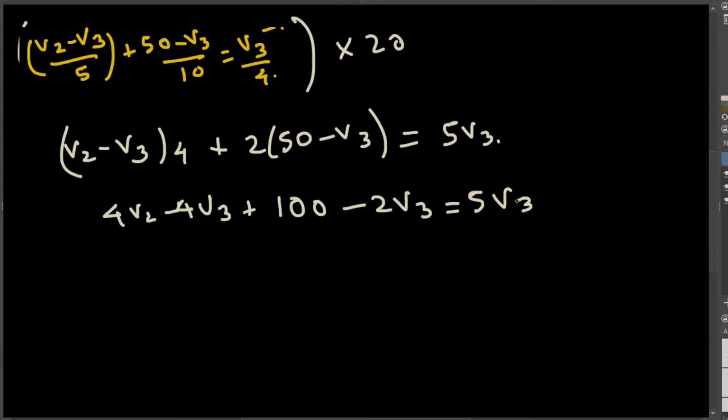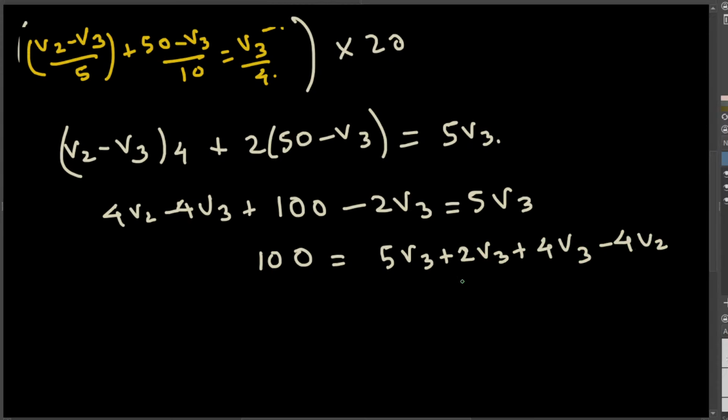So let's bring the V3s and V2s to the other side of the equation. I keep the 100 on this side, so 100 is equal to 5V3 plus 2V3 plus 4V3 minus 4V2. 5 plus 2 is 7, 7 plus 4 is 11. So 11V3 minus 4V2 is equal to 100. This is our equation number 2.